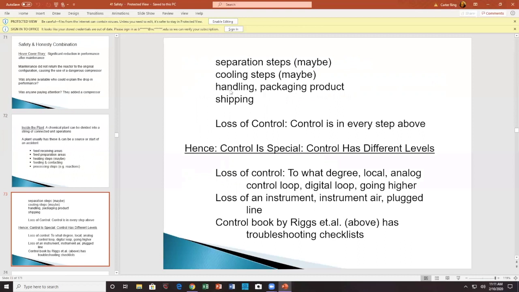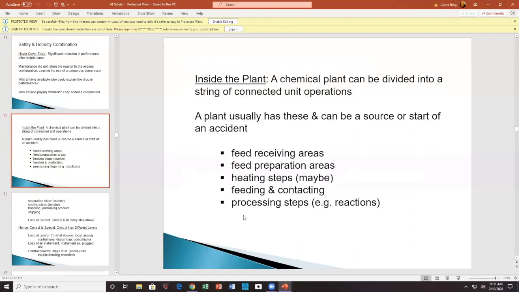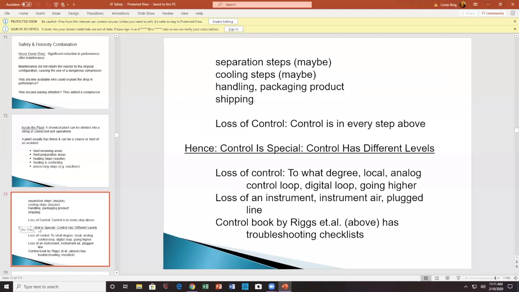Handling, obviously static charge is important. Is everything grounded? I was going to develop a course on static charge buildup, got halfway through. The mathematics got me. I found out that I was not an electrical engineer. Anyway, I'm just kidding you. I didn't persevere.